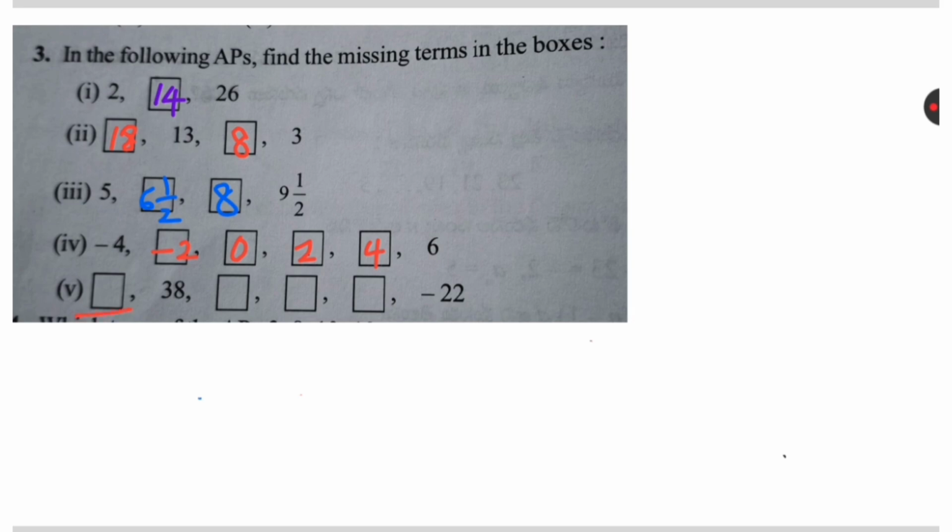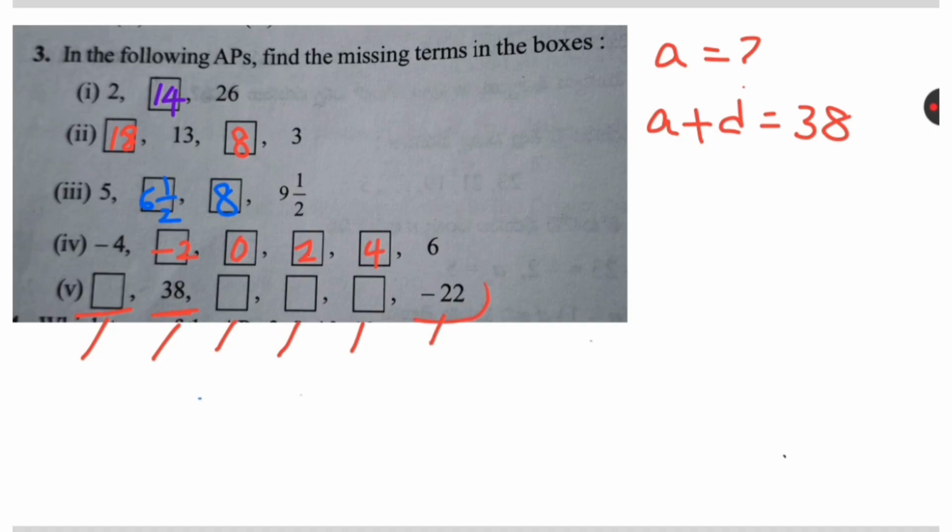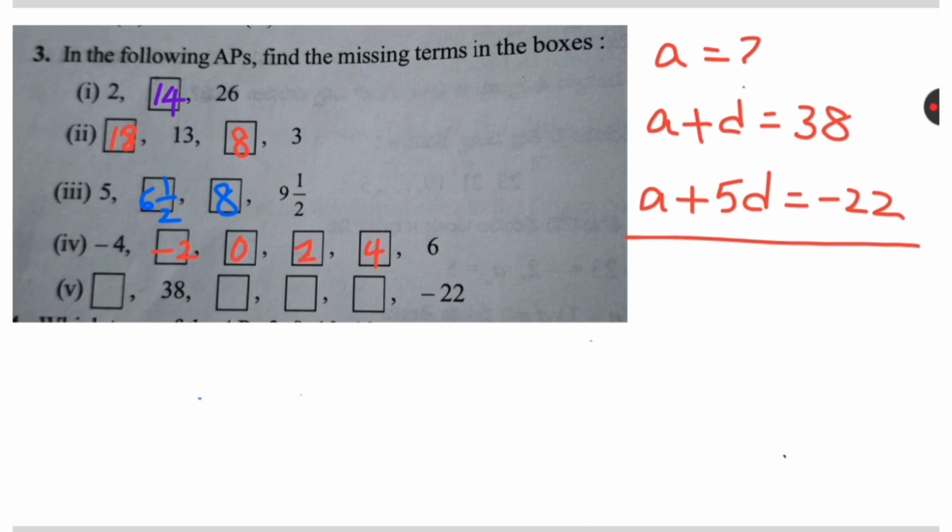The first term they didn't give, that means we don't know the a value. What we know is the second term, a plus d, is 38. And also they gave first, second, third, fourth, fifth, sixth. So they gave the sixth term, a plus 5d, that is minus 22. First, what we have to do, we need to find the a and d values. Then you can easily write the missing terms. Using these two, we can find the a and d values, isn't it?